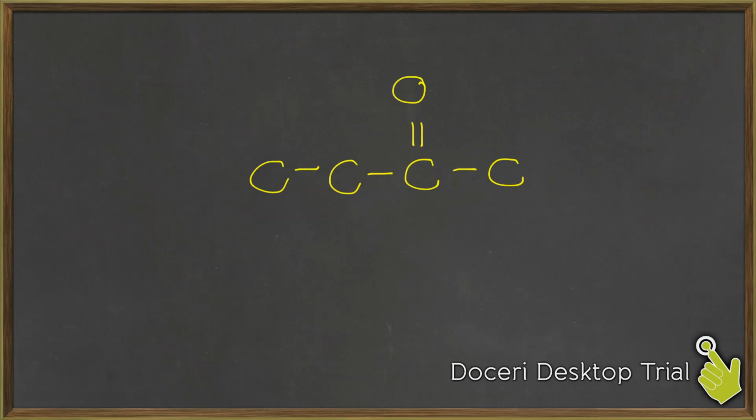I see 4 carbons, 1, 2, 3, 4, meth, eth, prop, bute. Okay. The carbon chain has all single bonds, so butane. And there is a double bonded oxygen to one of the carbons that is in the middle. That's really important, that it's bonded to one of the carbons somewhere in the middle of the chain. That makes it a ketone.